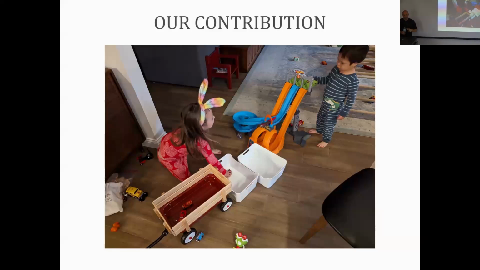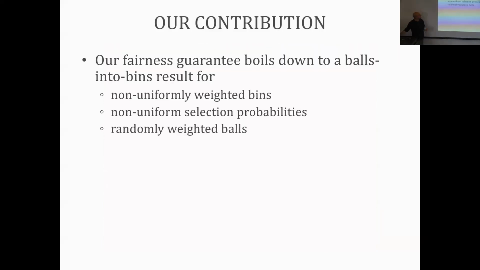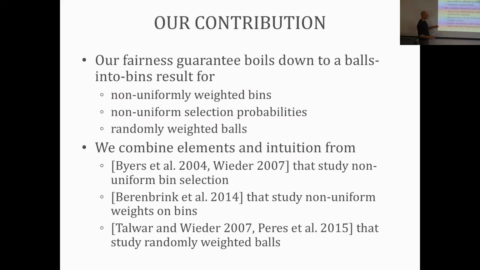So our contribution is balls-and-bins power of two choices guarantees for non-uniformly weighted bins, non-uniformly selected probabilities (I don't pick exactly two uniformly at random), and randomly weighted balls. So I need all the elements. I'm not going to talk anything more technical, but this is a big, very rich industry, and many people have studied one or maybe two of these at the same time, but doing all three was a non-trivial endeavor. That's all I'm going to say.